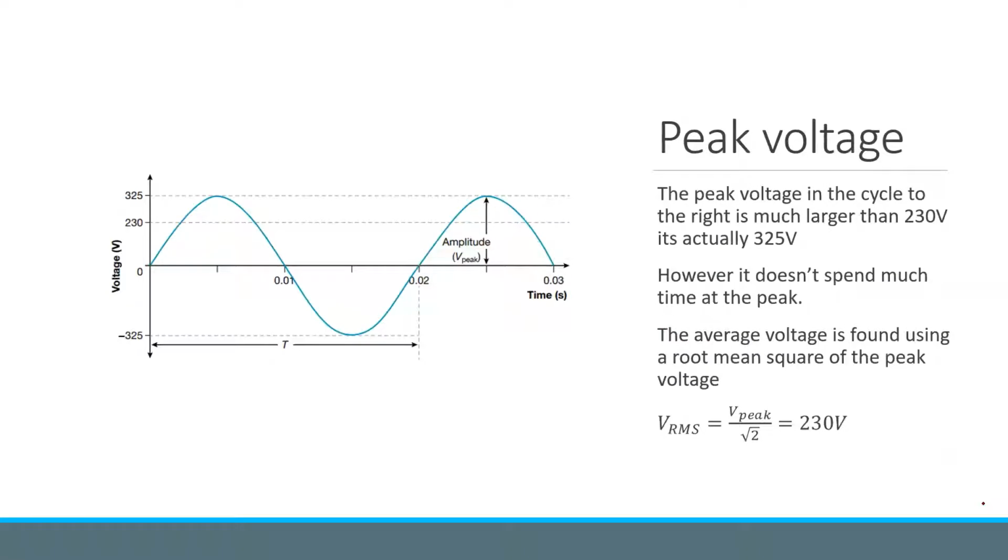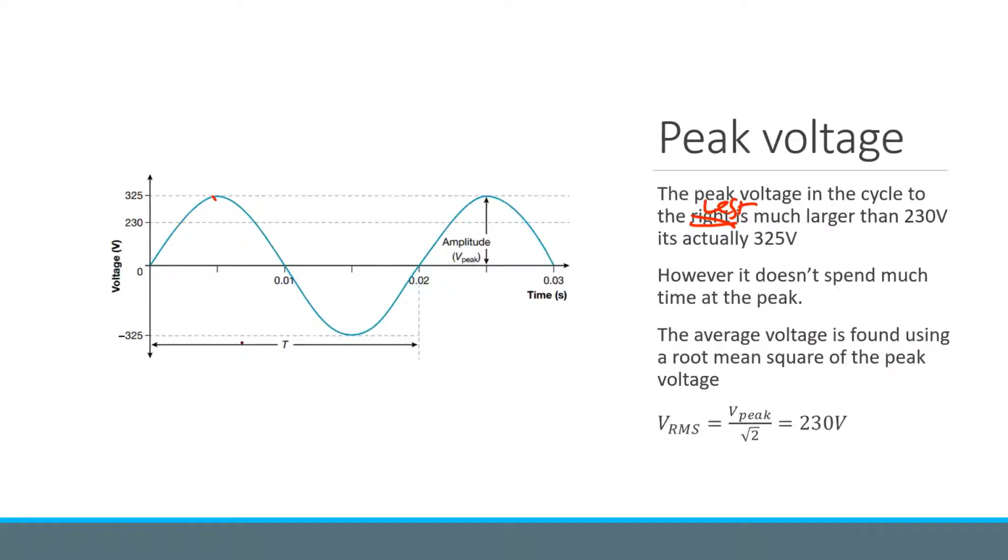Now, one last thing is this. I keep saying 230 volts. How do we get from 325 to 230 volts? The peak voltage in the cycle to the left is much larger than 230. It actually gets all the way out to 325. So we're not peaking at 230. So why do we call it that? It doesn't spend much time at 325. It spends a fraction of a second here.